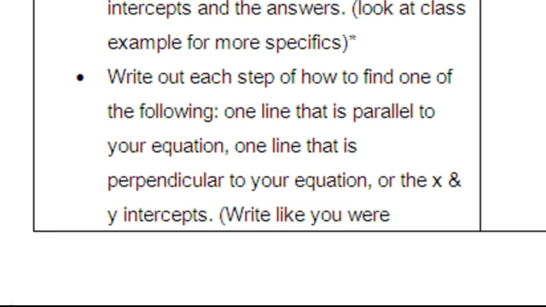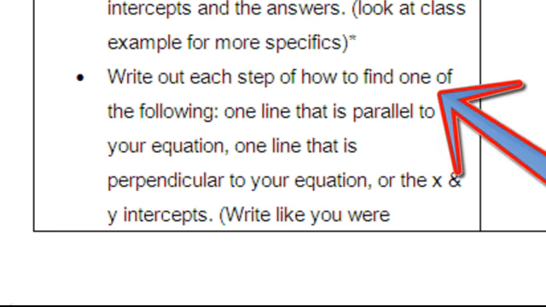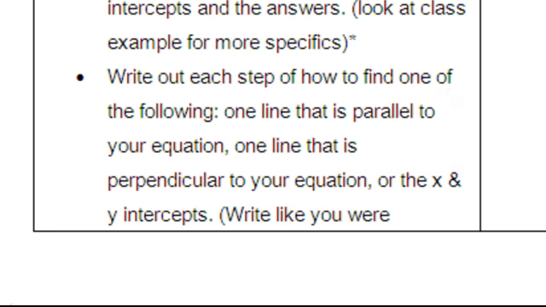The next choice is write out each step of how to find one of the following. Okay, so you're going to choose one of these types of problems and you're going to explain to me step by step how to do it. So the first choice is one line that is parallel to your equation. So if you did the cube, you've already done that work, so then you would just need to explain it out. Another choice is one line that's perpendicular to your equation.